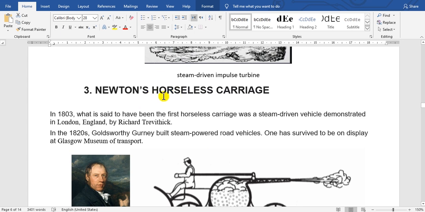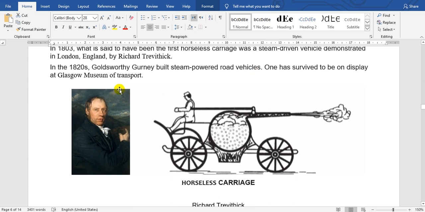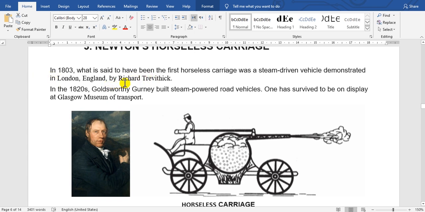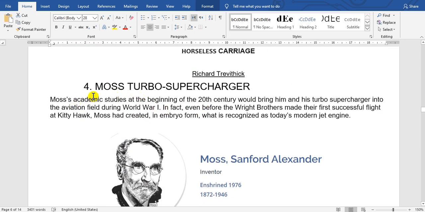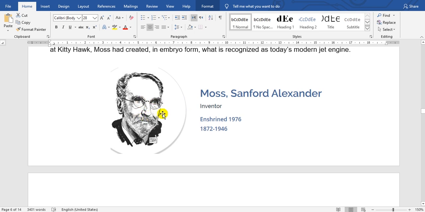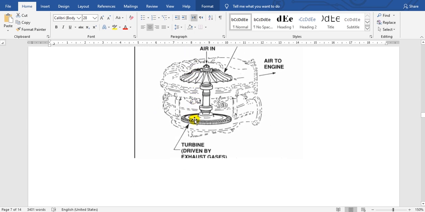Newton's horseless carriage. This is the man, who is called Richard. Here, Richard, and this is his invention. The container includes heat, water heated, the steam goes to the back, and the carriage goes forward. The force trial, Moss turbo supercharger. This is the copy photo of this man, and this is his machine here.